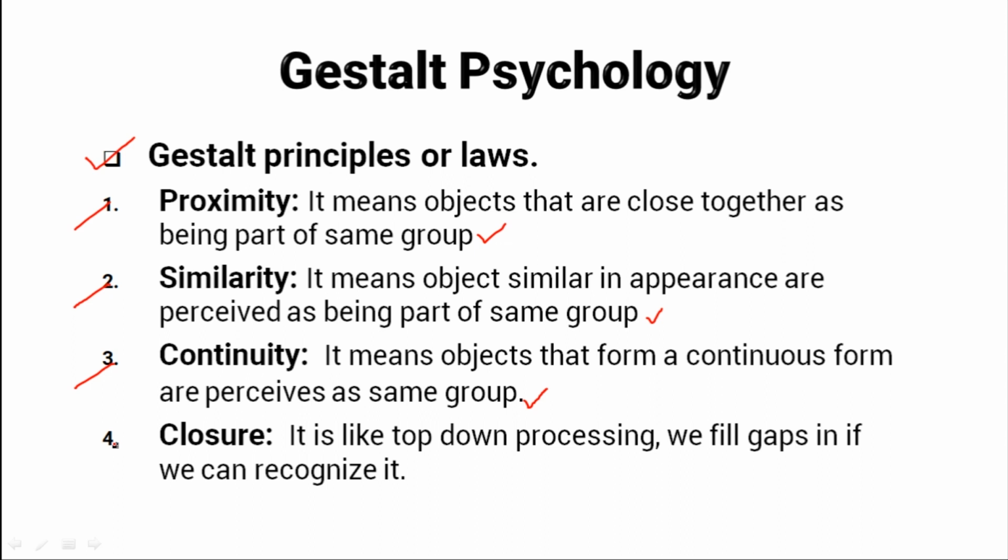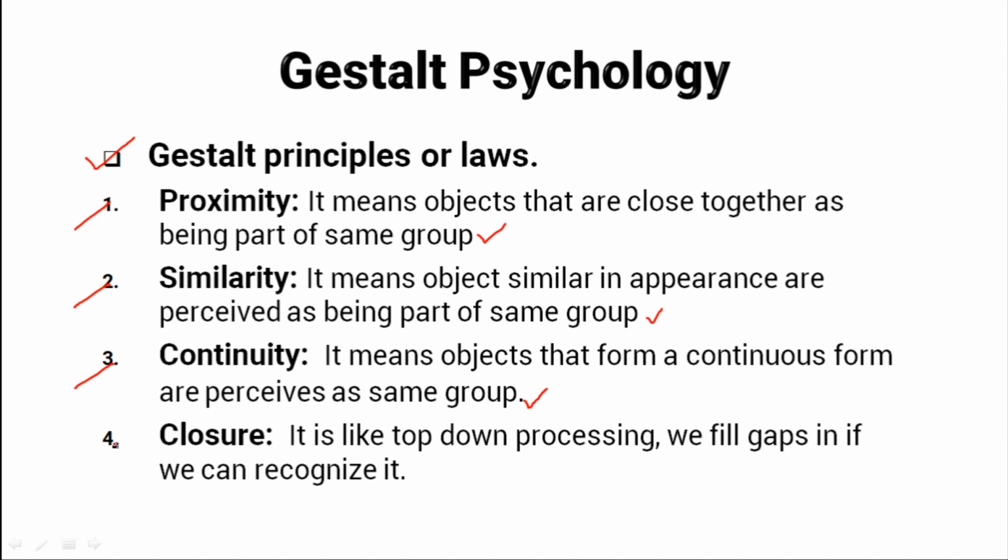Imagine a wavy line that is partially hidden by another object. Despite the interruption in the line, our brain perceives it as a continuous curve. This principle helps us perceive objects as cohesive and complete even when they are partially unclear.